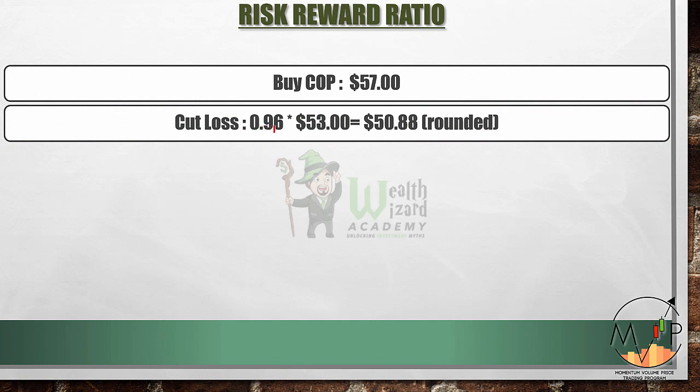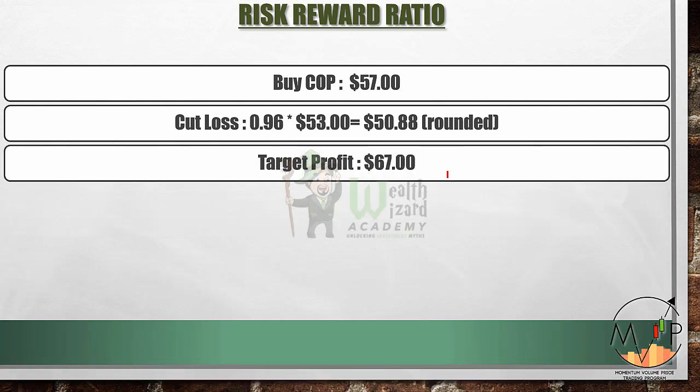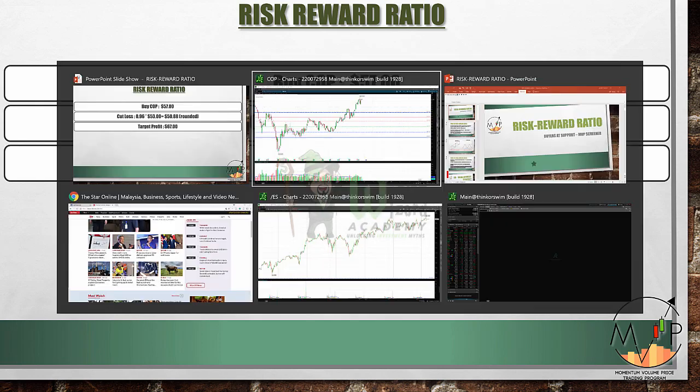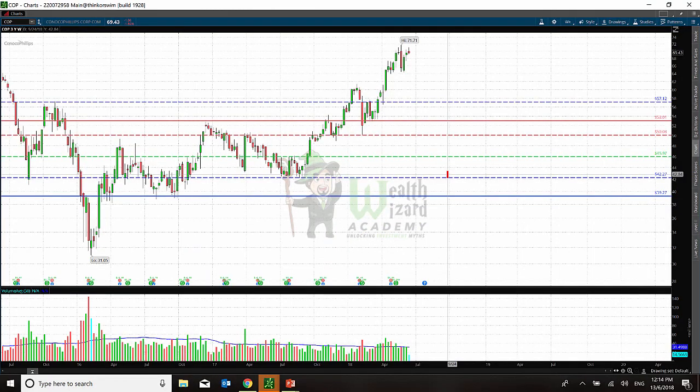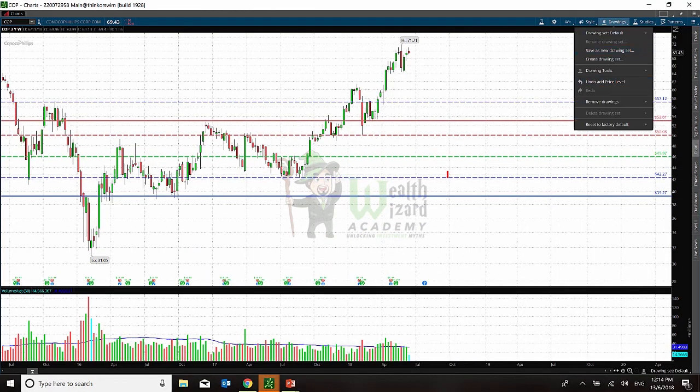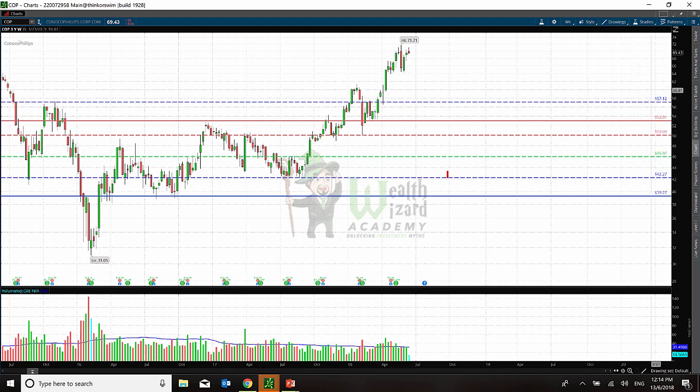If you were to calculate a 4% cut loss level from $53, our cut loss level will be roughly at $50.88. And our target profit will be $67. How do we come up with that? As I have mentioned, we project it based on what I have explained to you all earlier.